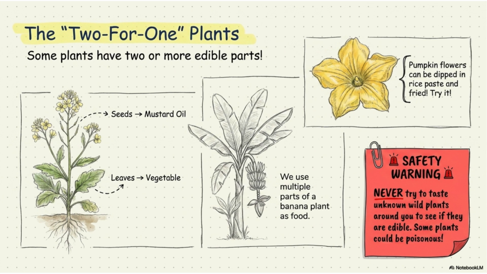The banana plant is another great example. People use multiple parts of it for food. In some places, people even take the beautiful yellow flowers of the pumpkin plant, dip them in rice paste, and fry them up as a snack.